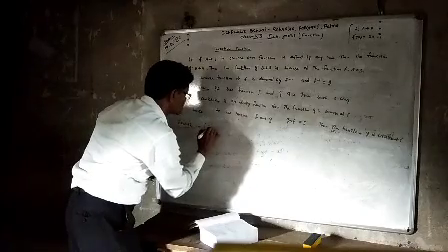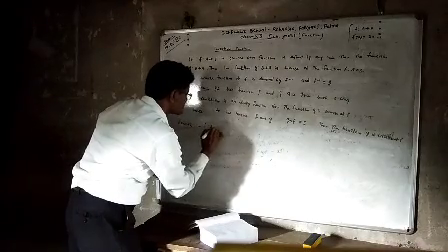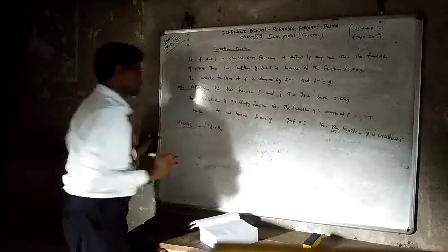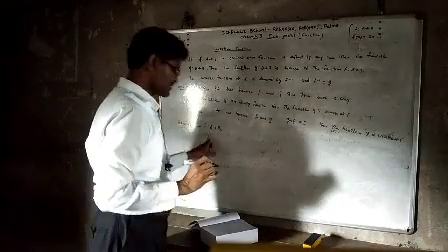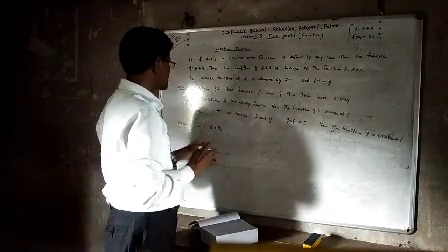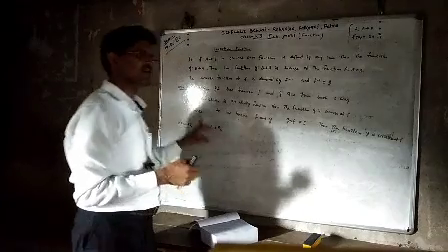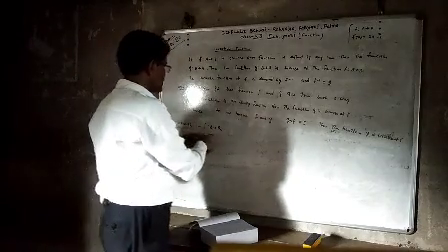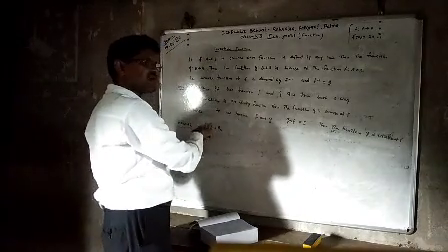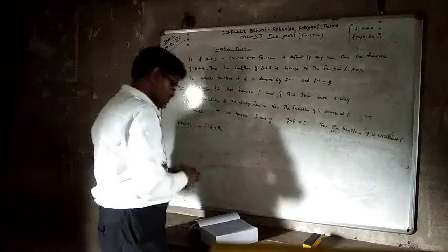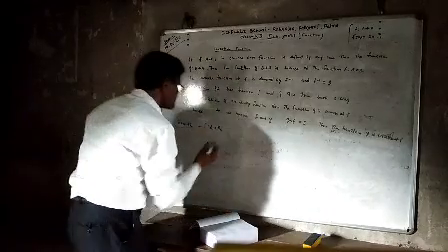Any function f defined as real number to real number means two sets are given. The first set is the set of real numbers, and the second set is also the set of real numbers. Here both sets are R. It means a function defined from real numbers to real numbers.